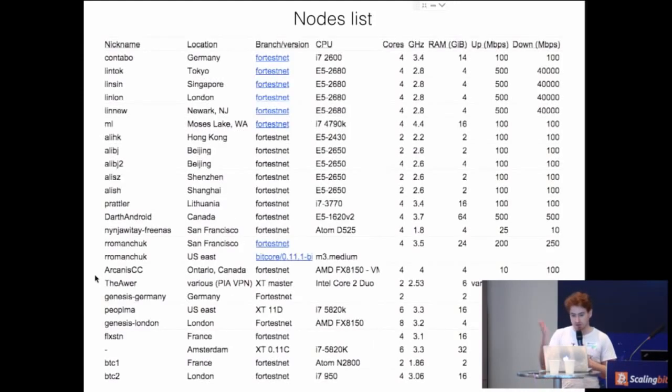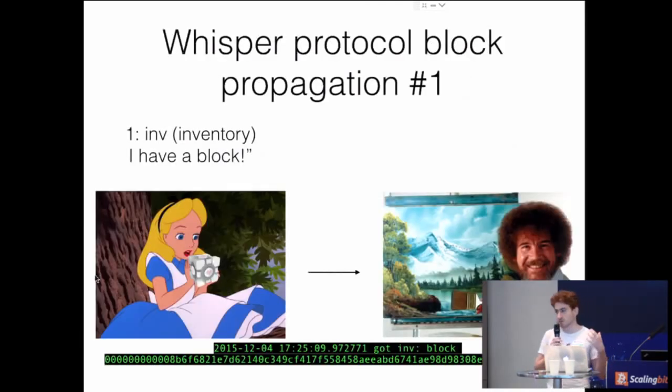So here are the nodes that we had, just a quick look. Most of the top ones were mine. The ones below were contributed. Notice that we have two machines that use Intel Atom CPUs. We were giving them 9 megabyte blocks and seeing how they did. Hint, not very well.